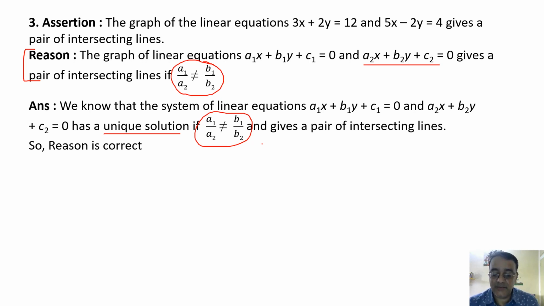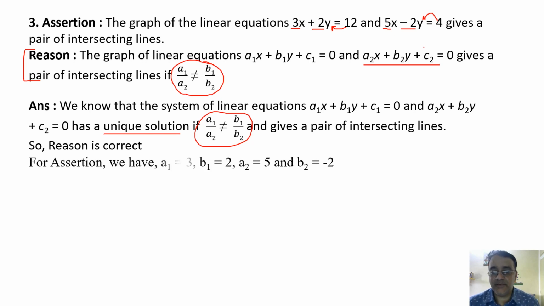So assertion में हम लोग क्या करेंगे? रेशियो चेक करेंगे. So let us start with a1 is 3, b1 is 2, और इसको यहाँ शिफ्ट करके c1 लिखेंगे -12. a2 is 5, b2 is -2. Here also we will shift 4 to this side and will write c2, that is -4. So क्योंकि हम लोग इंटरसेक्टिंग के लिए चेक कर रहे हैं, इसलिए हम लोग c1 c2 नहीं लिखेंगे, right? Now we are going to find the ratio.